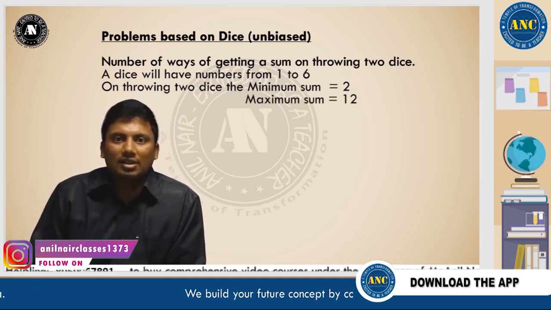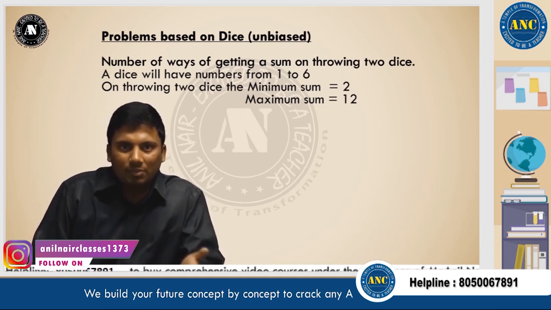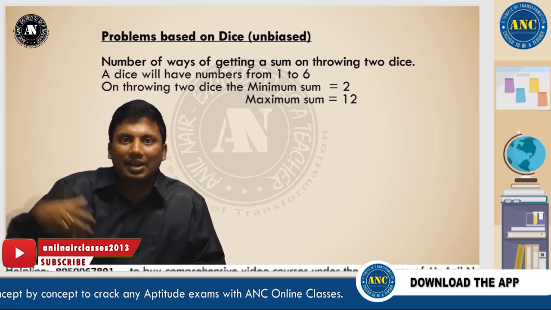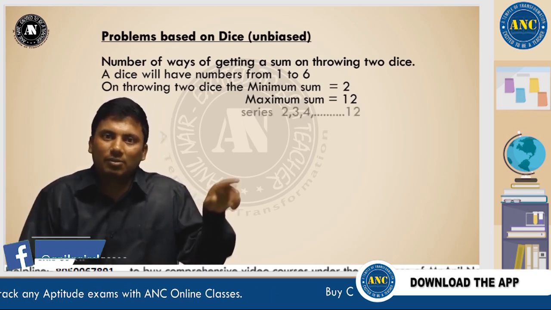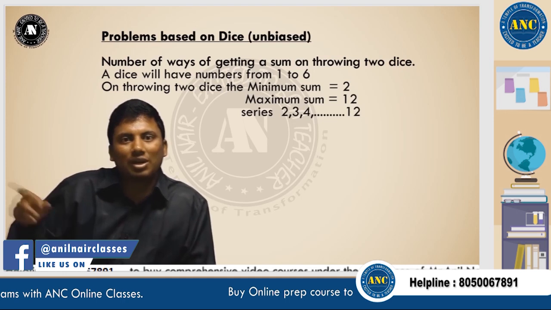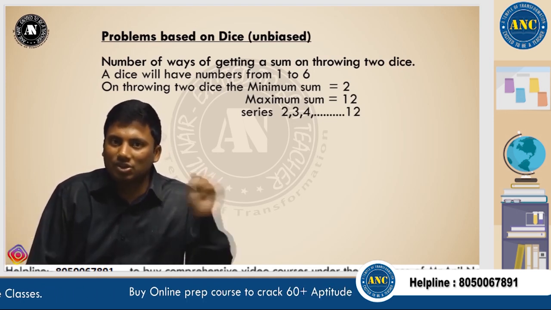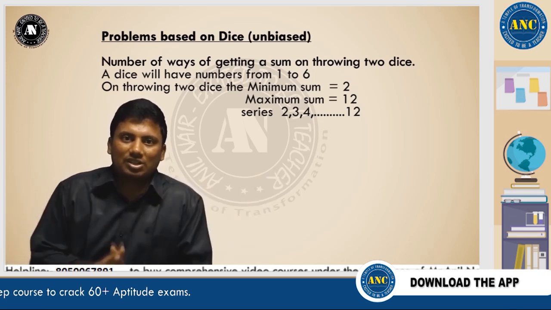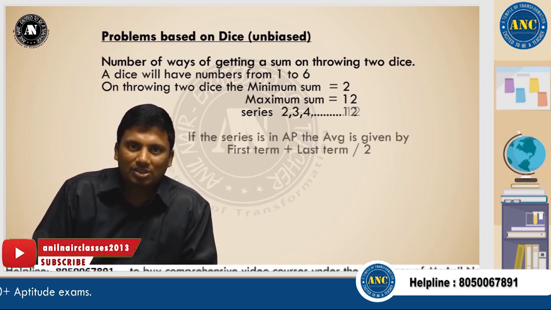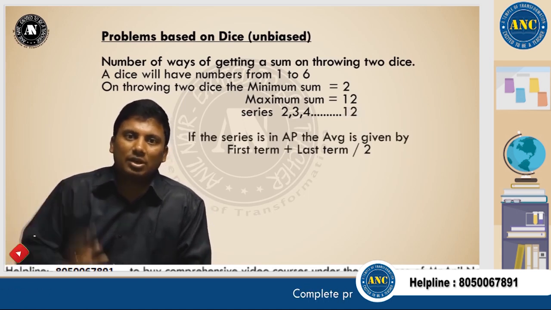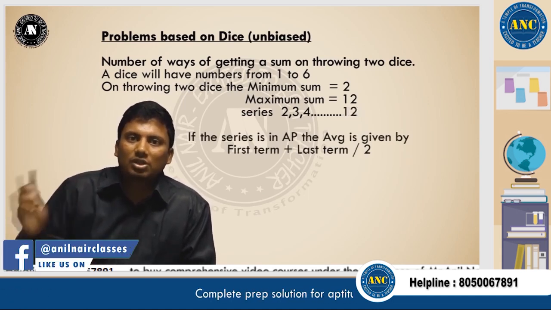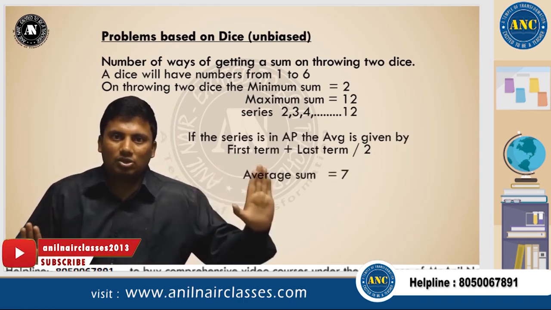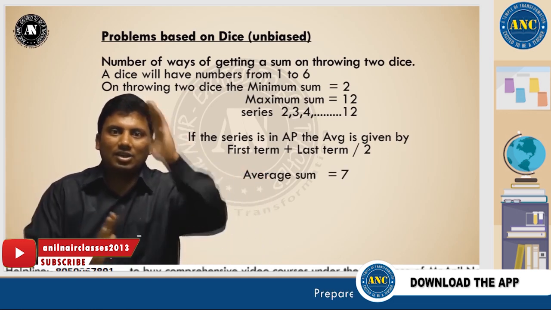6 plus 6, 12. That means when you roll a die 2 times, the various sums possible start with 2 and end with 12. So the various sums will be 2, 3, 4 and so on up to 12. The series is in arithmetic progression. What will be the average in an arithmetic progression? First term plus last term by 2. So this will be 2 plus 12 by 2, which is 7. So minimum is 2, maximum is 12, average is 7.